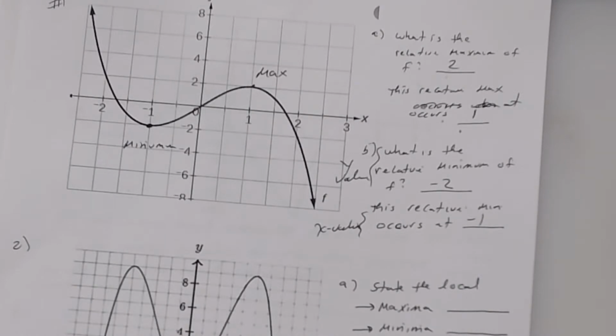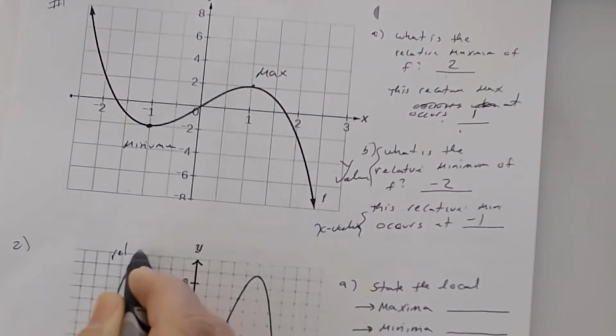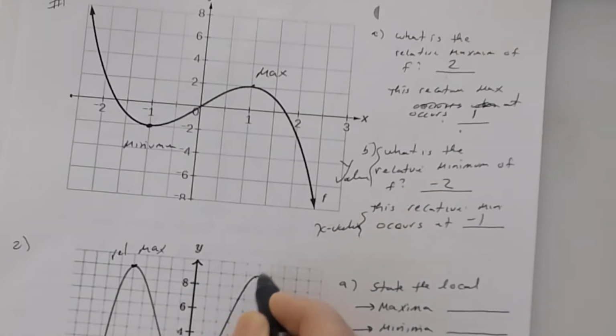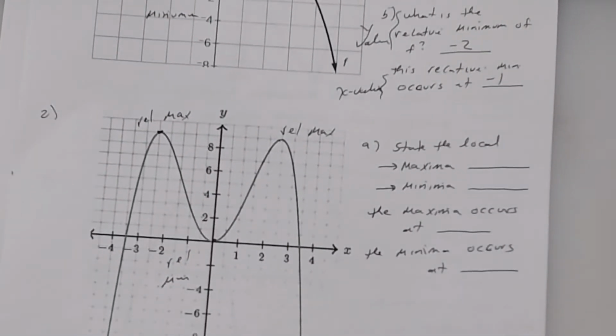Okay? Now look at 2. Sometimes it can be written as number 2. Before we go to number 2, this would be a relative max. This would be a relative max. And this would be a relative min. So I think for the most part, you can tell me which points are relative maximums and which points are relative minimums.